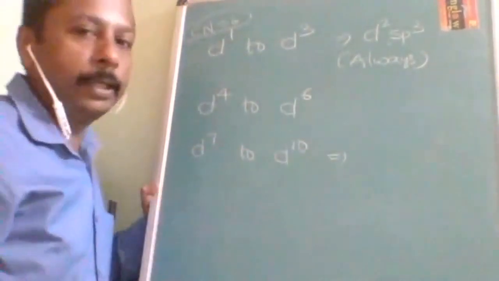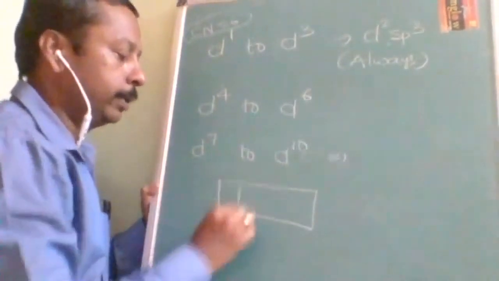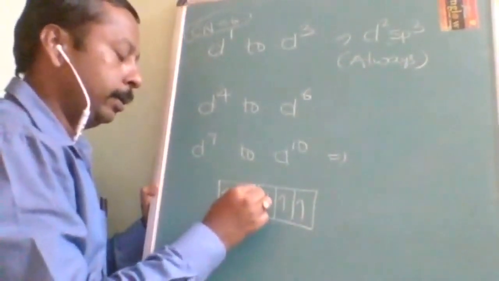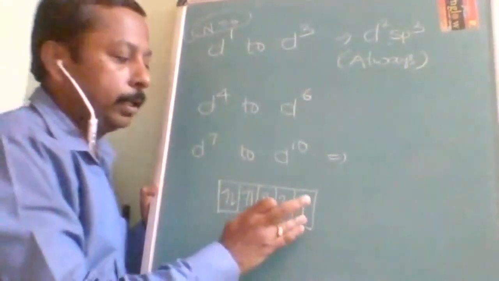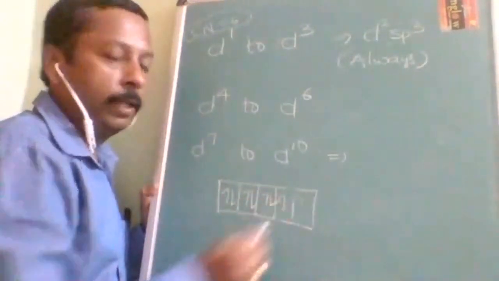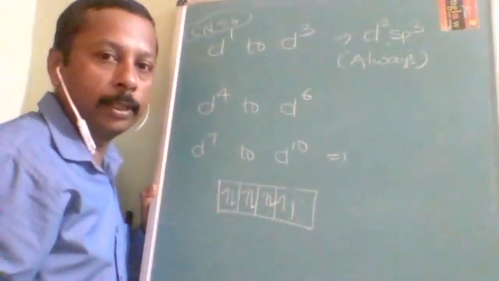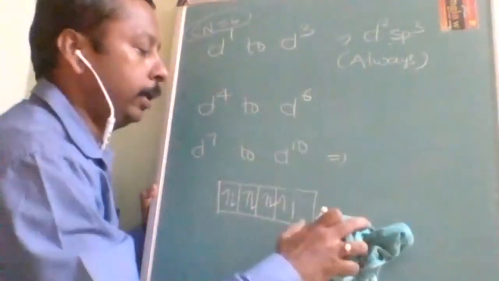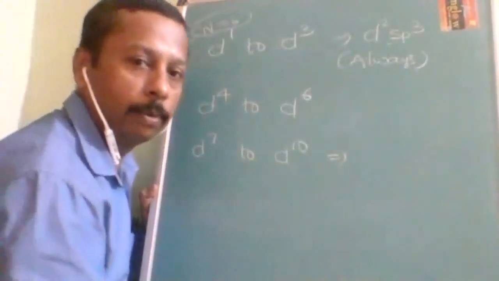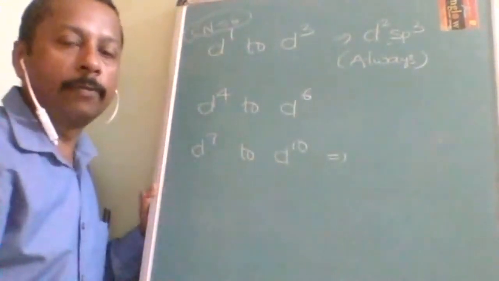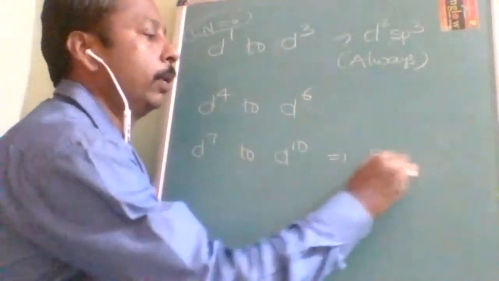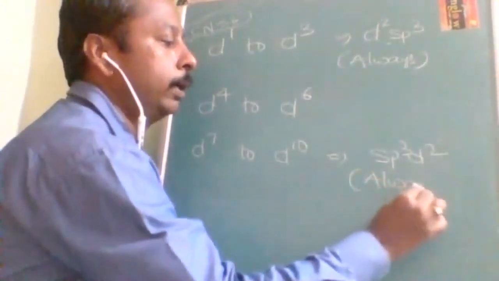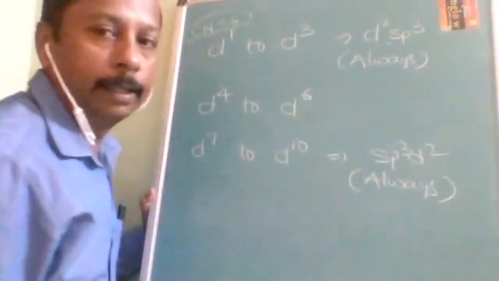Now let us see d7. d7 means 7 electrons are there. 1, 2, 3, 4, 5, 6, 7. Let us suppose one electron comes over here. Will it be able to form d2sp3? No. Let it be strong field or weak field, it is not able to provide you with an unpaired electron from the inner shell. So it is always sp3d2, let it be weak field or strong field.